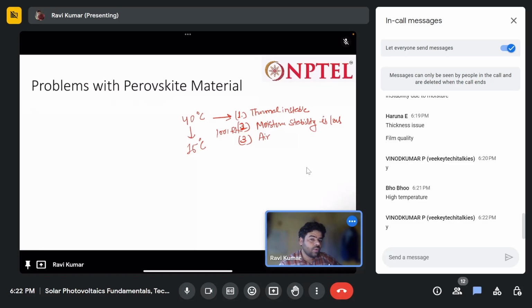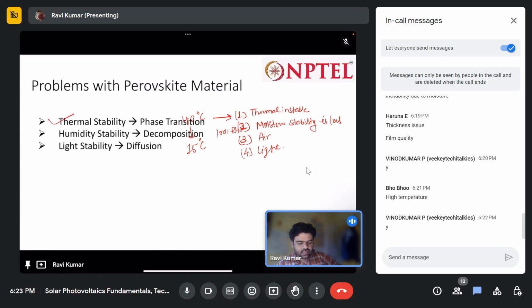And one more important thing, if you are standing just outside during a sunny day, what will you feel? You will feel temperature and light. Light is important to discuss. So stability against the light. So these are the things we can say.